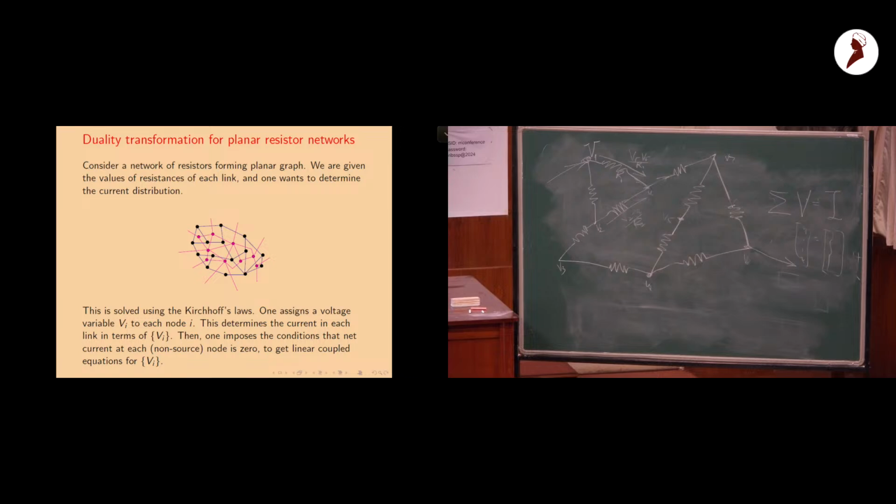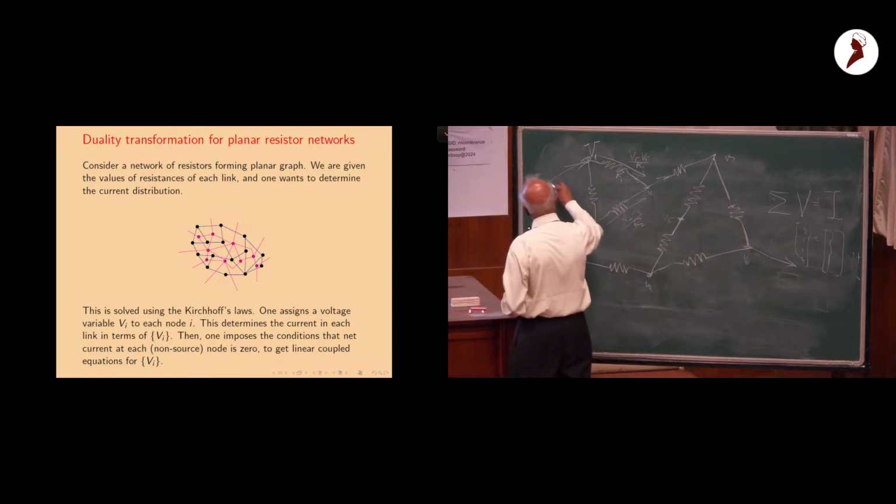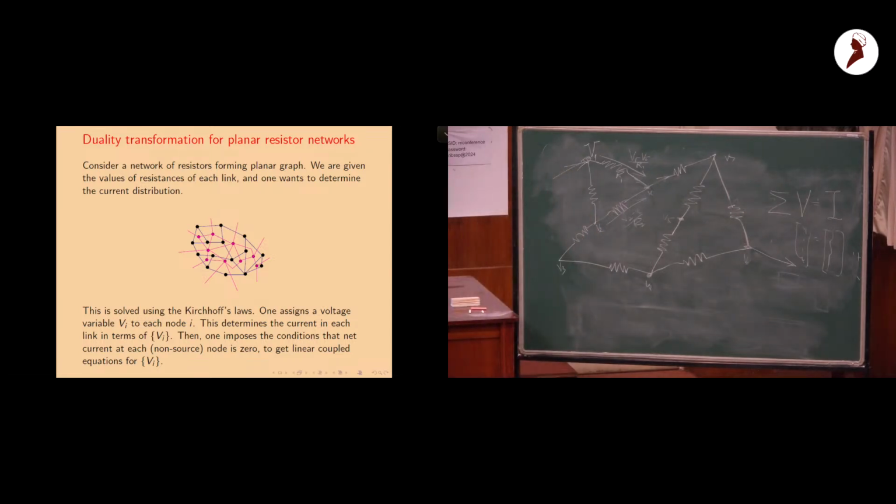Current at each node should be 0, except at the nodes where you are feeding in current, right? I can also take care of that by putting in a current source. Well, let us not get into that unnecessary detail. So if you assign voltages to each vertex, then you can express current in terms of these voltage differences, and then use the current conservation law to write coupled equations for these V and then solve them. This is the way I will solve this problem.